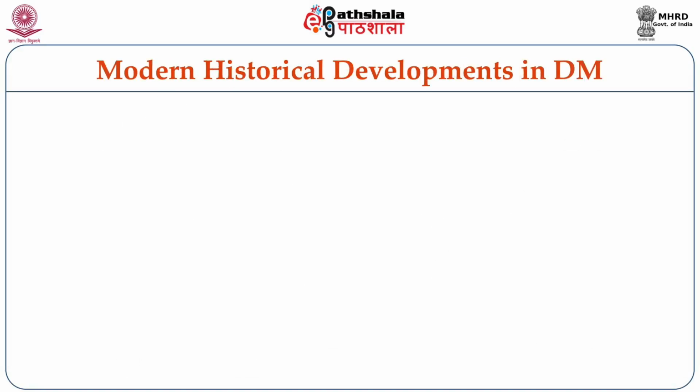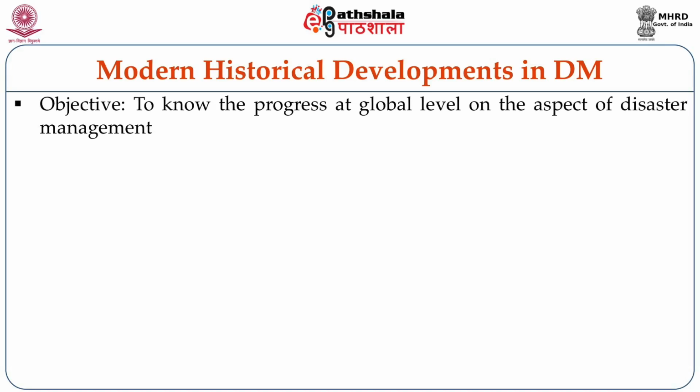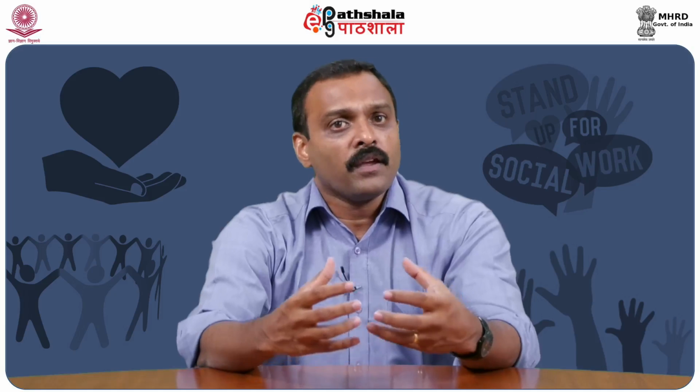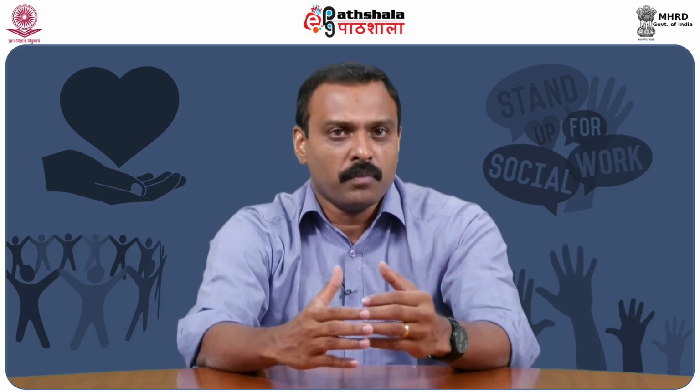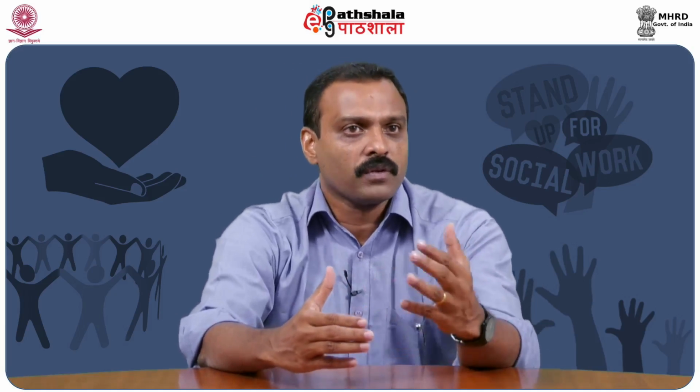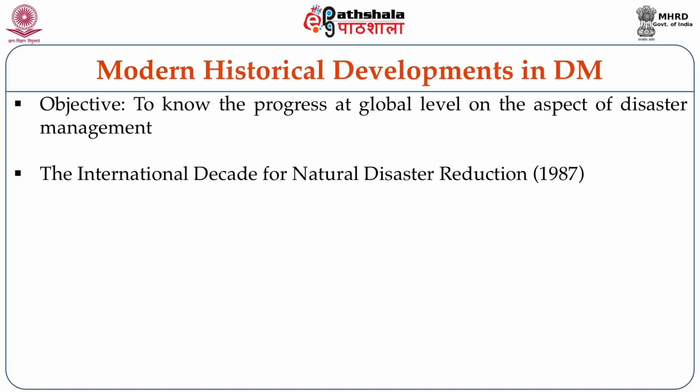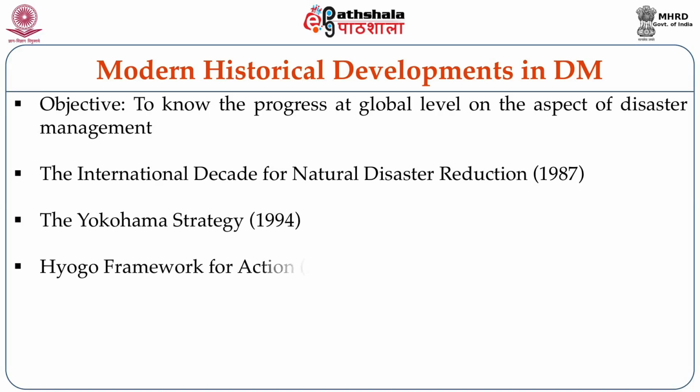Let us look into the modern historical development in disaster management. The objective is to know the progress at the global level on the aspect of disaster management. If you look, we don't have to go back many years before the Christian era. The International Decade for Natural Disaster Reduction, which happened in 1987, the Yokohama Strategy in 1994, the Hyogo Framework for Action in 2005, and the Sendai Framework came in 2015. These are all about disaster management.